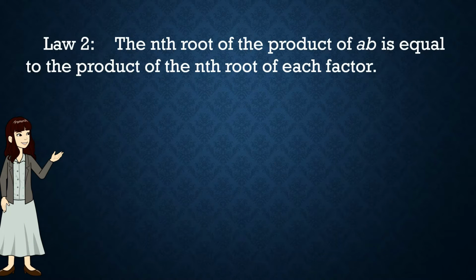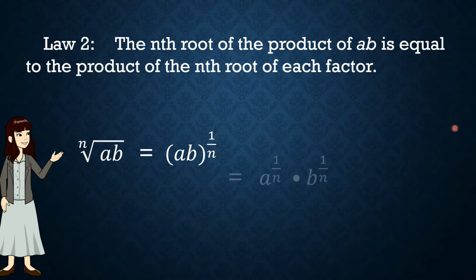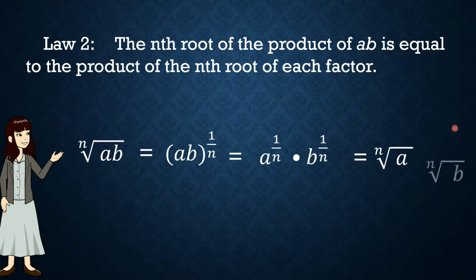Okay, the second law of radicals is the nth root of the product ab is equal to the product of the nth root of each factor. It means if you have the nth root of ab, we will write this in rational exponent. We have the quantity ab raised to 1 over n, and we have a raised to 1 over n times b raised to 1 over n, which is equal to the nth root of a times the nth root of b. That will be the answer for the nth root of ab.